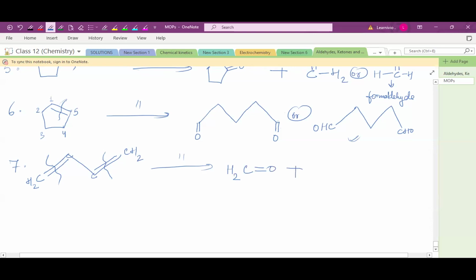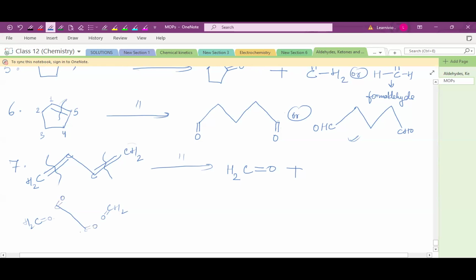Now I'm just breaking this one. You see what happens when you break this bond. You will get this CH2 group, and attach oxygen to it, attach oxygen to this one. And again this carbon and carbon have a double bond. This carbon has a double bond, and this carbon has again a double bond. So you have to attach oxygen to this carbon and to this carbon again.